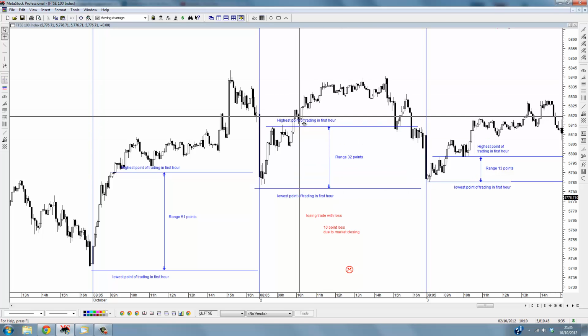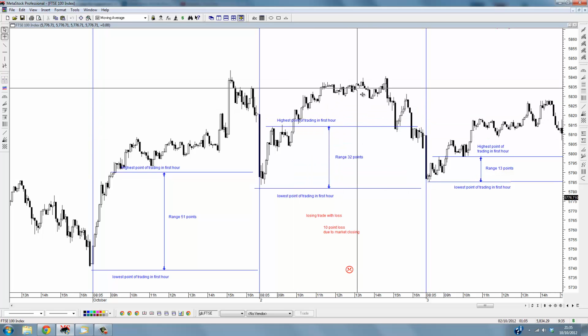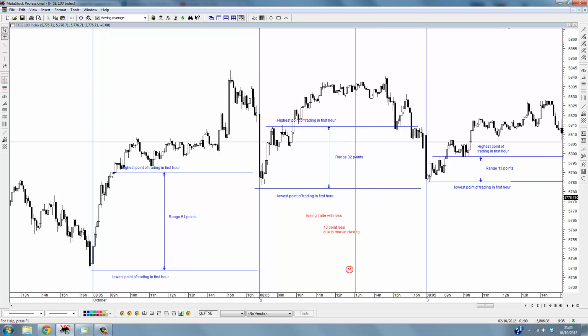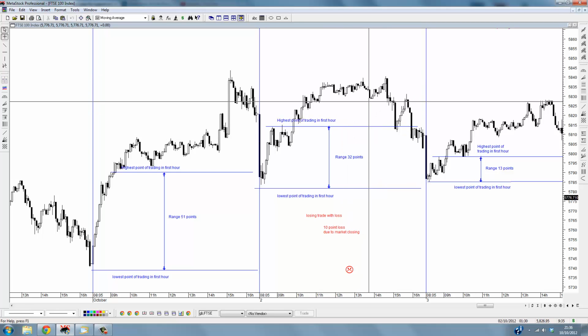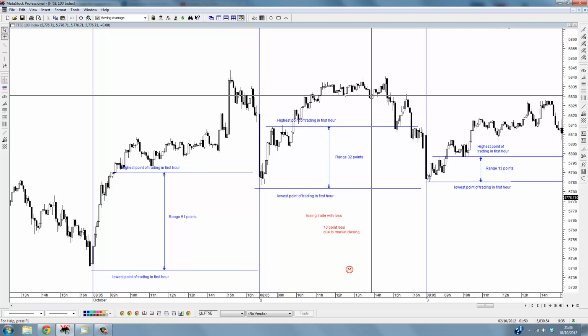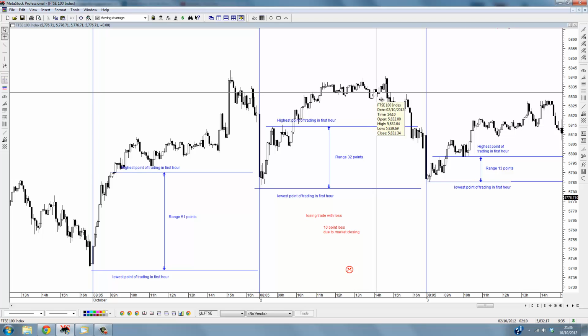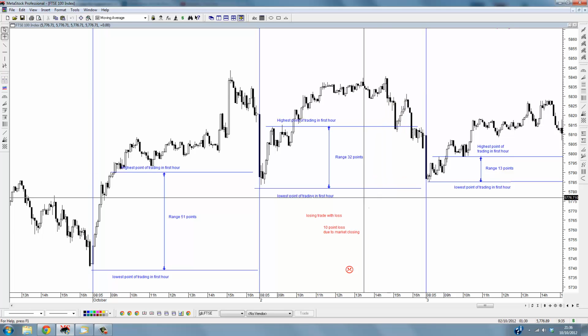But if you use good money management, the minute it broke out and got in your favour, after a while, being 32 points away, you would have put your stop loss below here somewhere anyway. So you could have actually come out of this with a profit as well. But that's down to money management and your level of moving your stop losses.